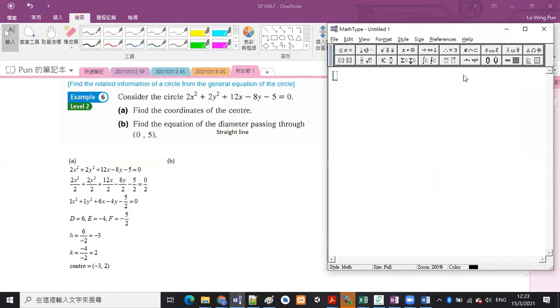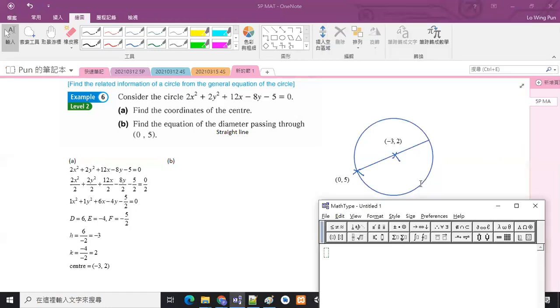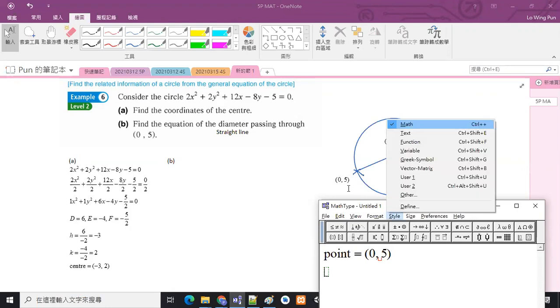So do we have points? Yes, we have 2 points, right? We have the center and the point (0, 5). Okay, so we are going to choose the point to be 0 and 5. Any point would do, but since there is a 0, let's pick that one.